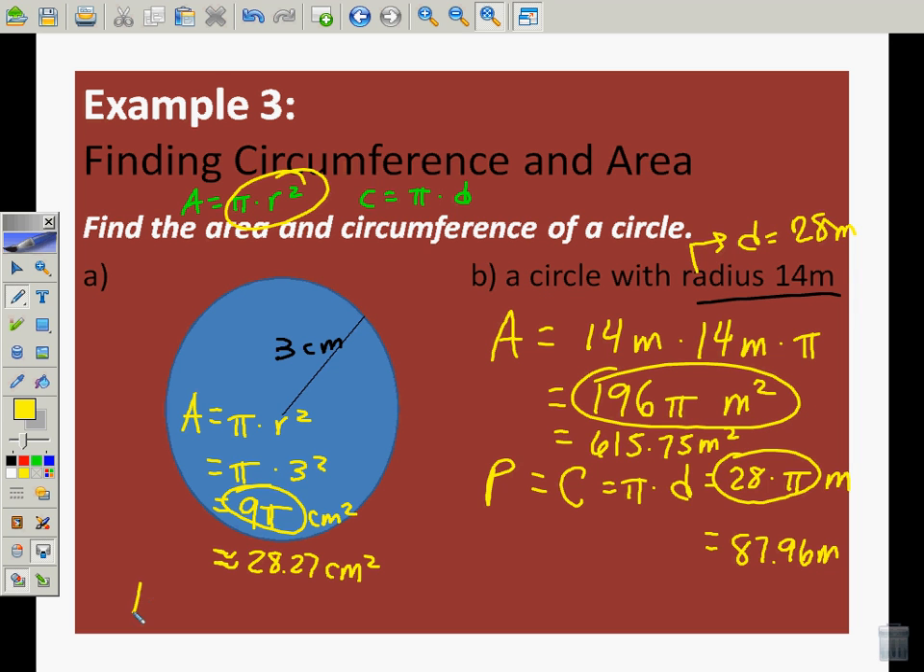Let's go back over here. Perimeter is equal to pi times diameter. Well, if this is 3, then the diameter is equal to 6 centimeters. So that's going to be 6 times pi, which is going to give me 18 something, guys. 18.85. And that's going to be centimeters. Okay? That's the basic rundown.